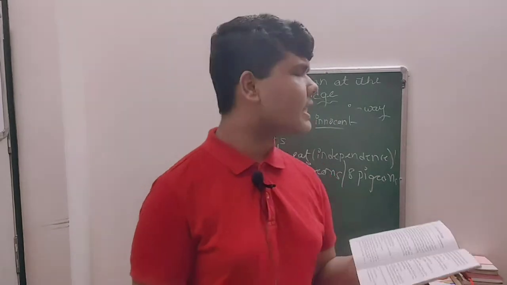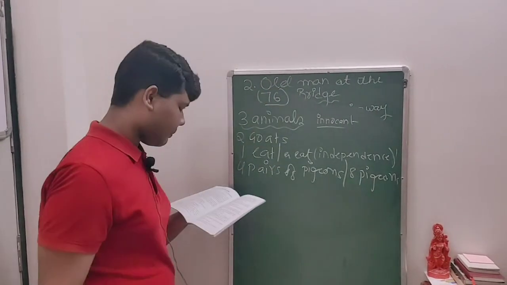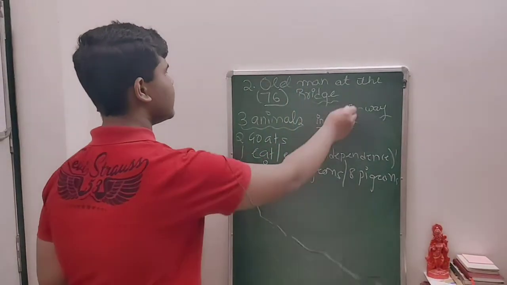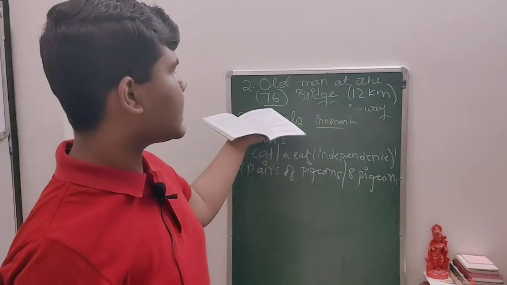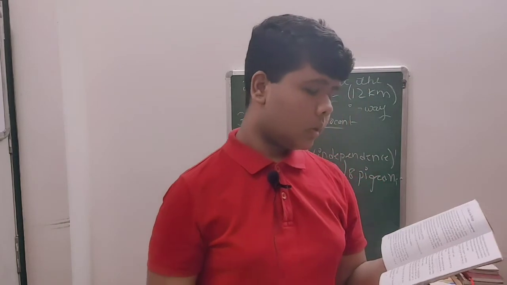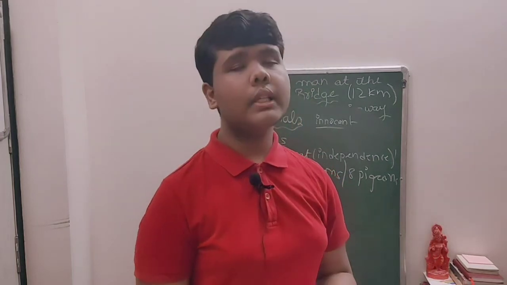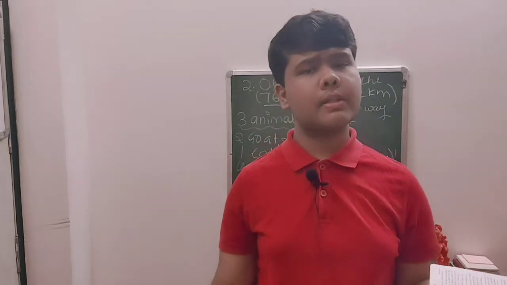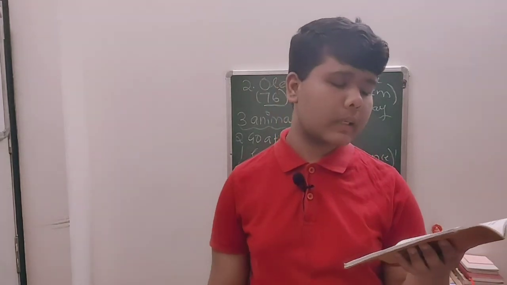"I am 76 years old." Remember this: the age of the old man is 76. "I have come 12 kilometers." How many kilometers had he come? 12 kilometers. Remember all these points. At 76 years of age, he had traveled 12 kilometers. "And I think now I can go no further." Traveling 12 kilometers is not easy for a 76-year-old man, and now he is too exhausted to go any farther.